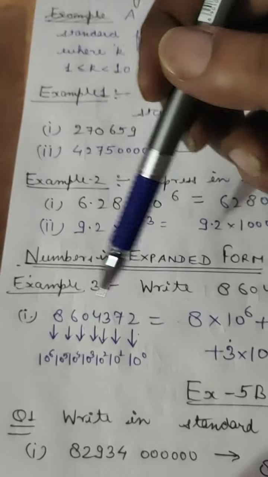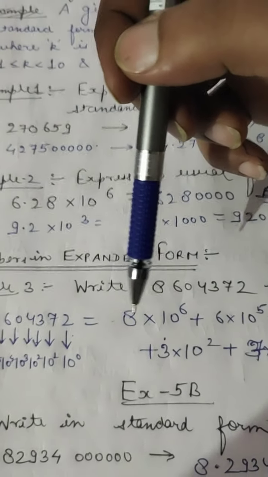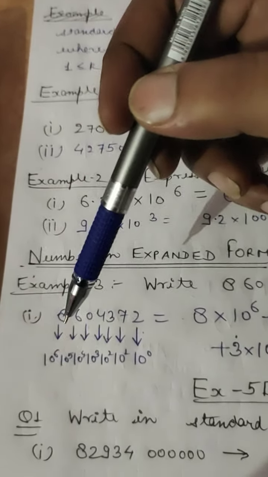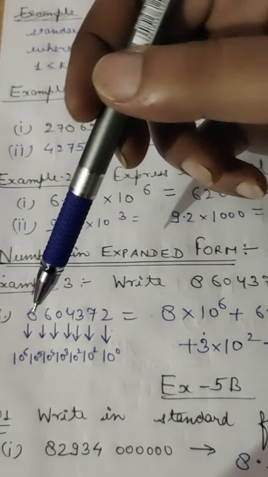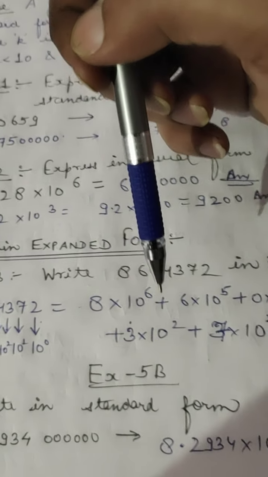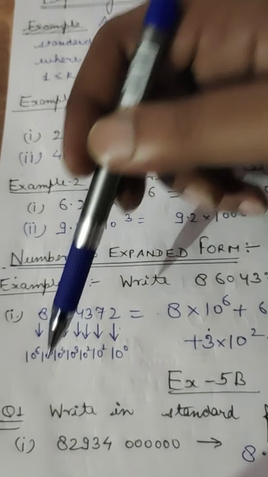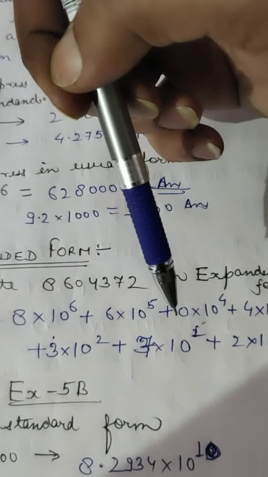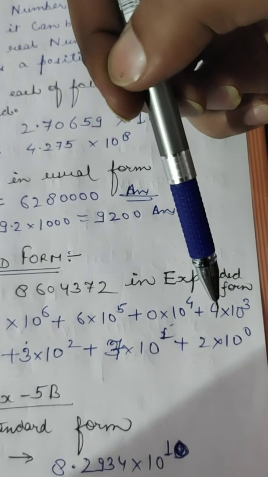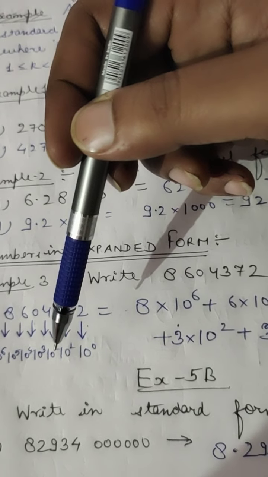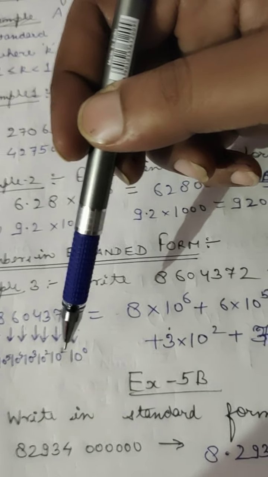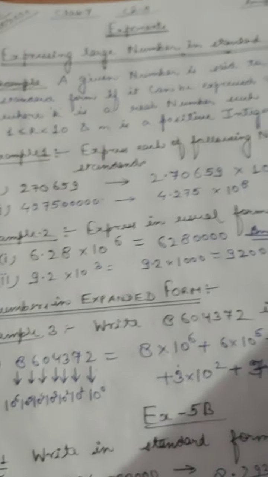So in order to represent the given number in its expanded form, you just have to multiply each digit by its place value. 8 should be written as 8 into 10 to the power 6. 6 should be written as 6 into 10 to the power 5. 0 is written as 0 into 10 to the power 4. 4 is written as 4 into 10 to the power 3. 3 is written as 3 into 10 to the power 2. And 7 is written as 7 into 10 to the power 1. And 2 is written as 2 into 10 to the power 0. This is all about expressing large numbers in expanded form.